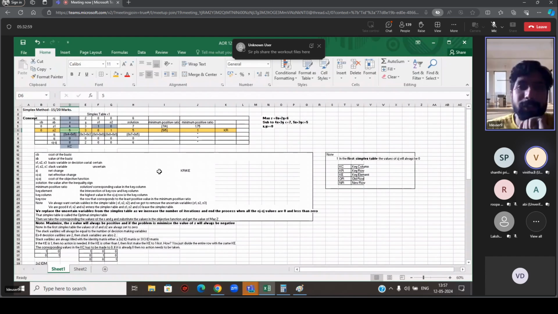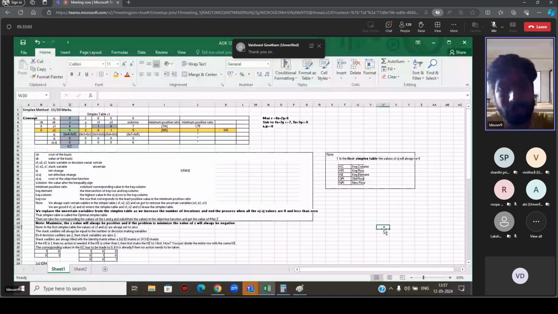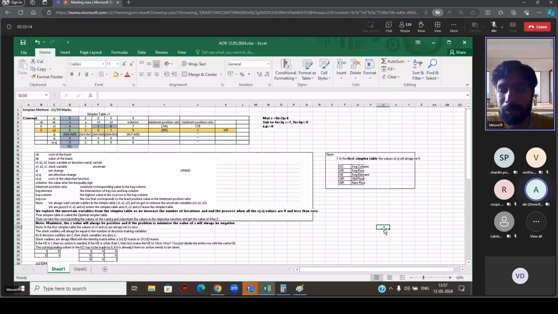There are some conditions that have to be satisfied if you want to solve or continue the problem using the simplex method. The key element should always be equal to 1. If the key element becomes 0, then you cannot continue the problem, and you will never get a problem where the key element is 0.